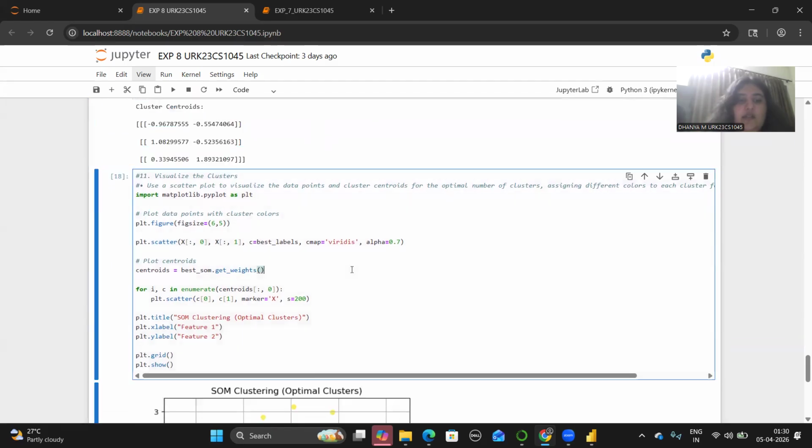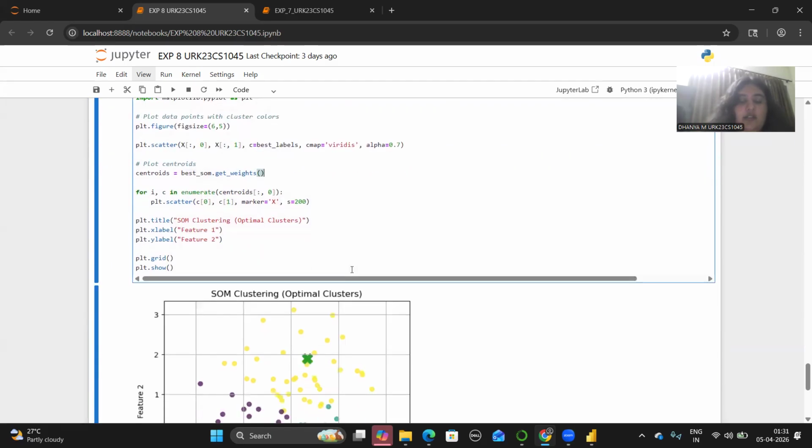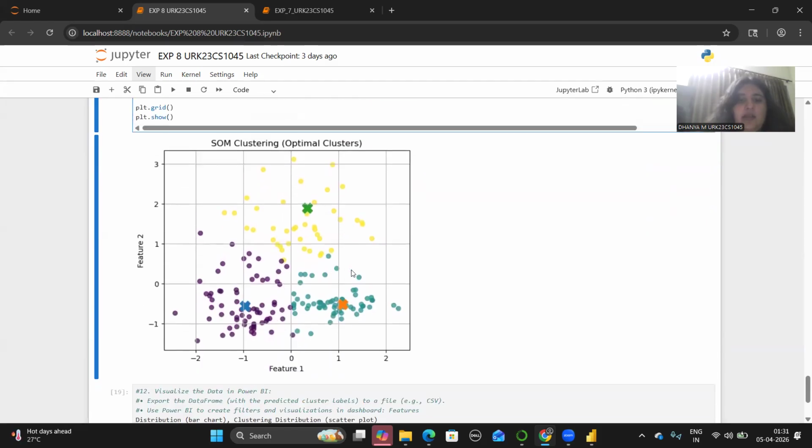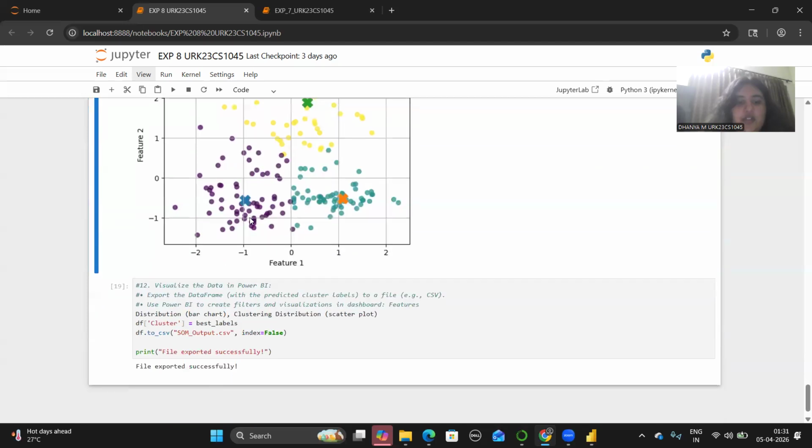And for the 11th question, I visualized the clusters for the optimal clusters. Here I performed a scatter plot. The x-axis contains feature 1 and the y-axis contains feature 2.